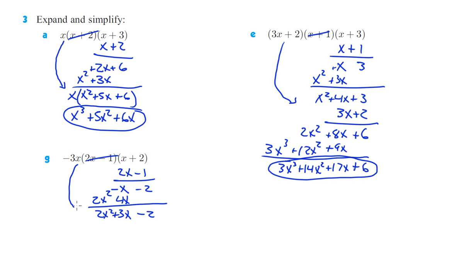Now I've got to make sure that I bring that down here. And that means I'm multiplying everything by negative 3x. So, distribute that negative 3x through. Negative 3 times 2 is negative 6. And x times x squared is x cubed. Negative 3 times positive 3 is negative 9. x times x is x squared. Negative 3 times negative 2 is positive 6. And x times no x's over there is just a plain old x. All right?